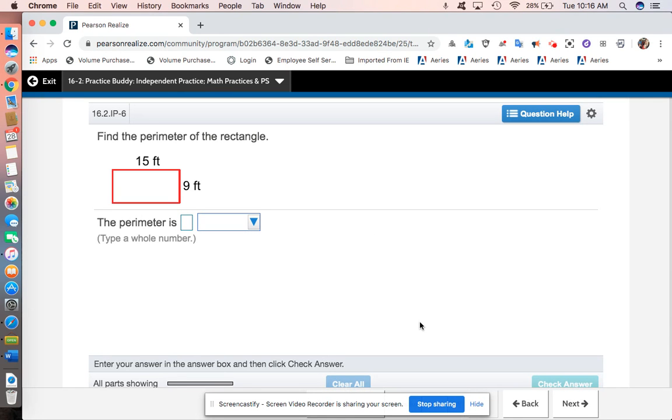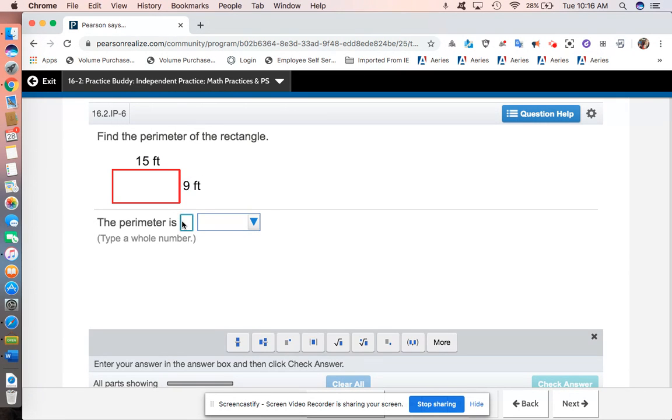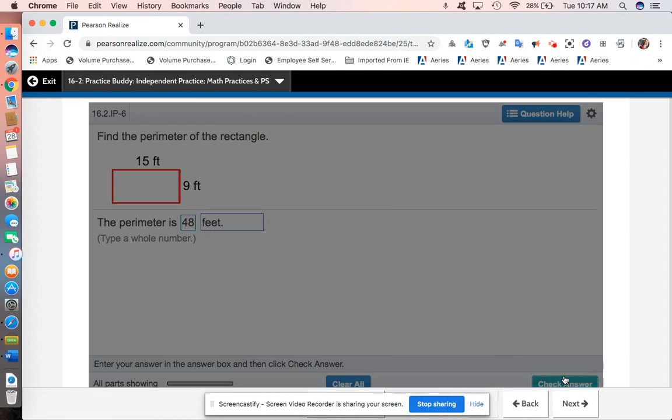To find the perimeter, I have to add 15 plus 15. When I do that, 15 plus 15 is 30. 9 plus 9 is 18. So I add 30 plus 18 together, and I get 48. This is not multiplied, so it's just adding. It's going to be feet, not square feet.